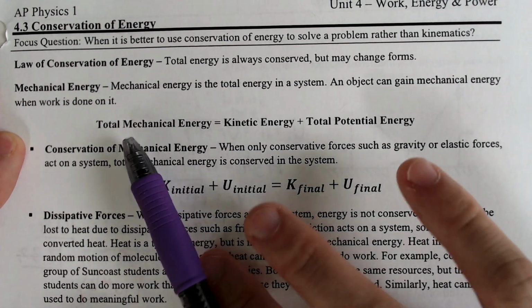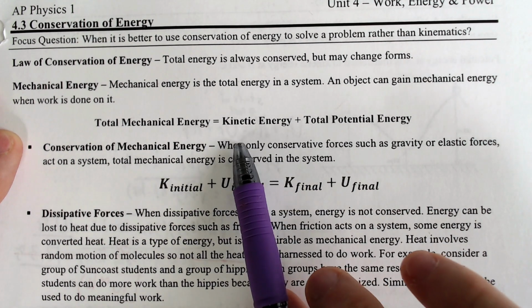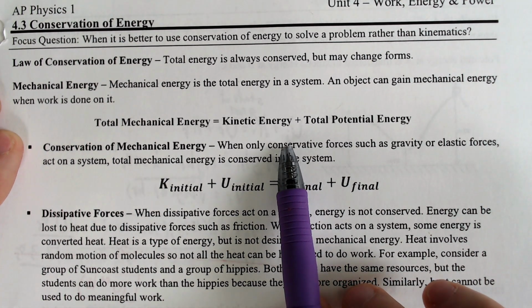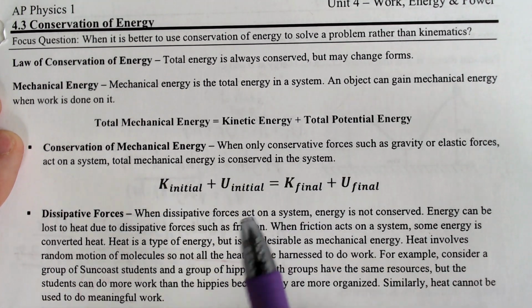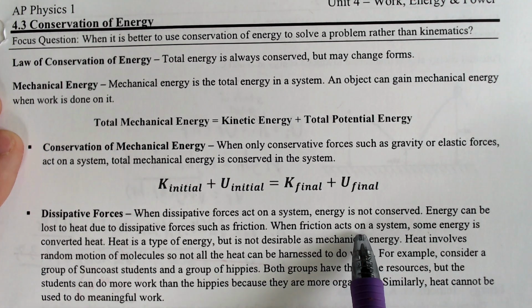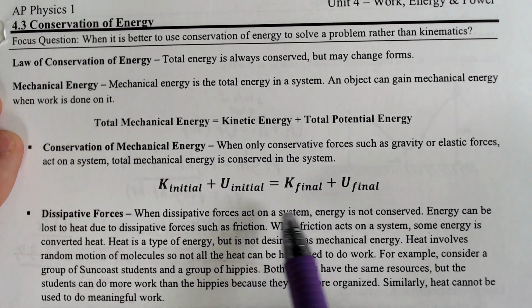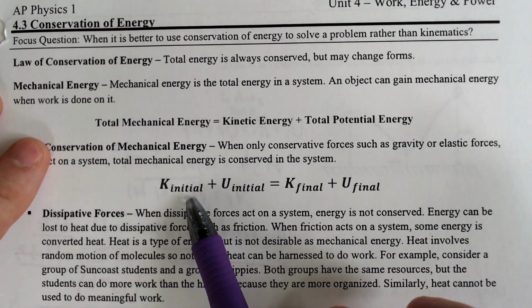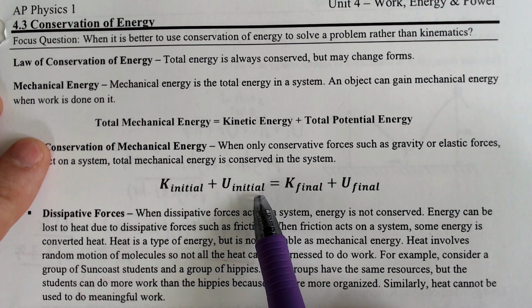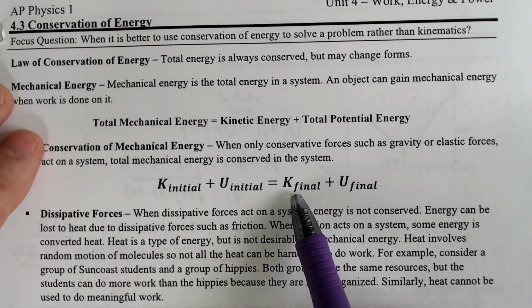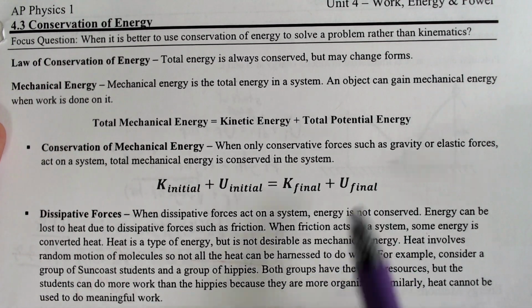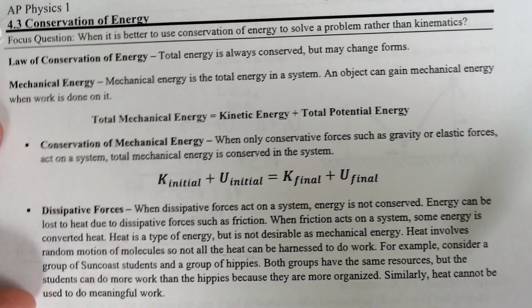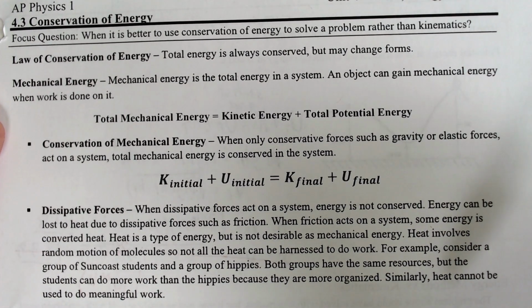If you take your total mechanical energy, which is your kinetic energy and your potential energy, and you put them together, then it will be your total mechanical energy. And what you start with must be what you end with. So your total mechanical energy going in must be equal to the total mechanical energy going out. So K initial, kinetic energy going in, and your potential going in must be equal to K final plus U final. That is when it is conserved and there are no dissipative forces, which are considered non-conservative forces.